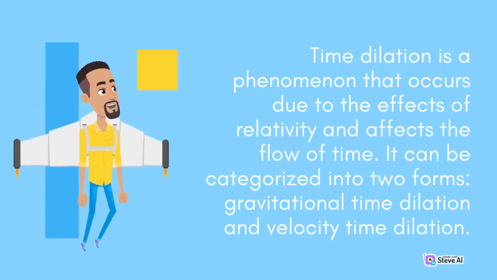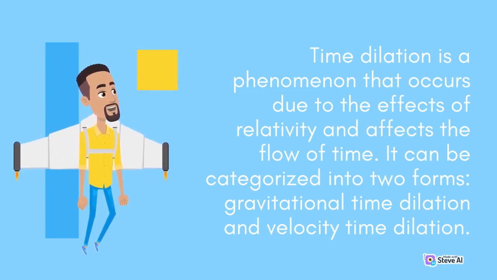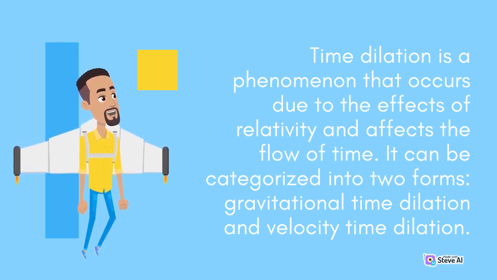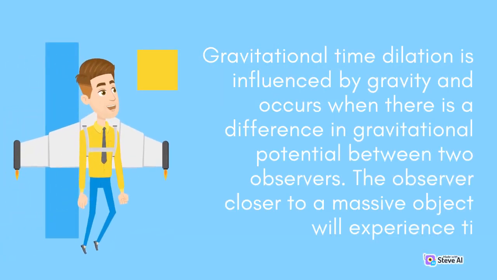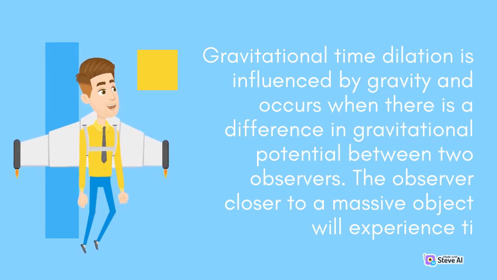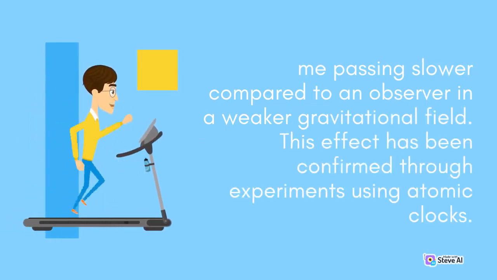Time dilation is a phenomenon that occurs due to the effects of relativity and affects the flow of time. It can be categorized into two forms: gravitational time dilation and velocity time dilation. Gravitational time dilation is influenced by gravity and occurs when there is a difference in gravitational potential between two observers. The observer closer to a massive object will experience time passing slower compared to an observer in a weaker gravitational field. This effect has been confirmed through experiments using atomic clocks.